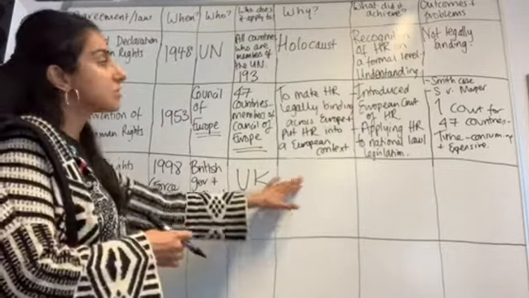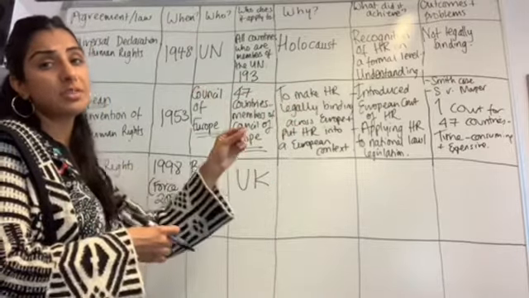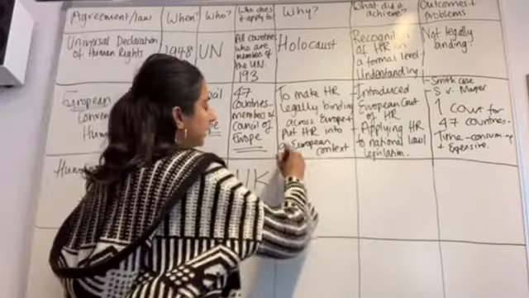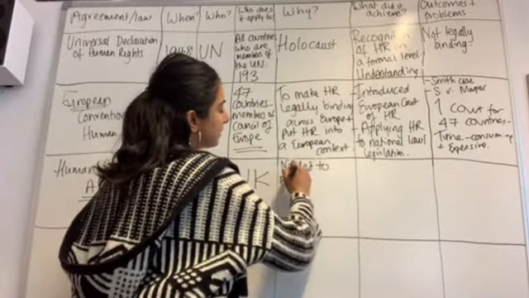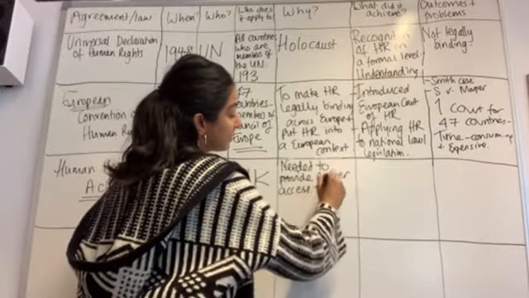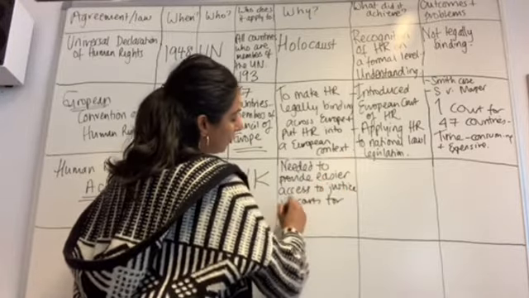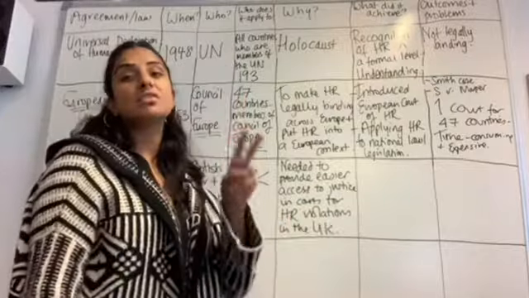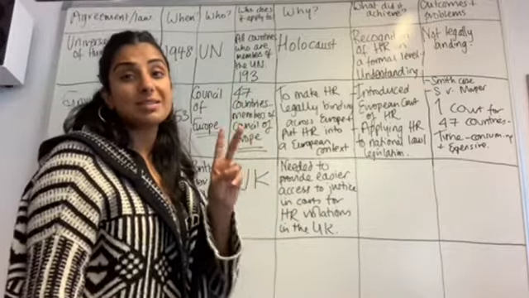Why was it introduced? It was introduced because there was one court for 47 different countries and the UK felt that they had to find a solution to this issue. It needed to provide easier access to justice in courts for human rights violations in the UK. There's two main things to remember when you're thinking about what the Human Rights Act achieved.